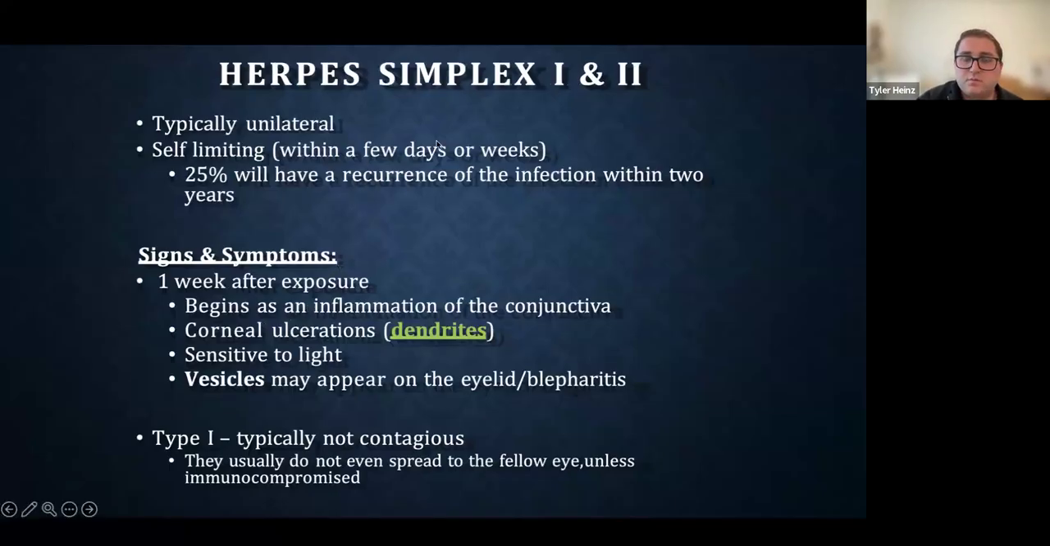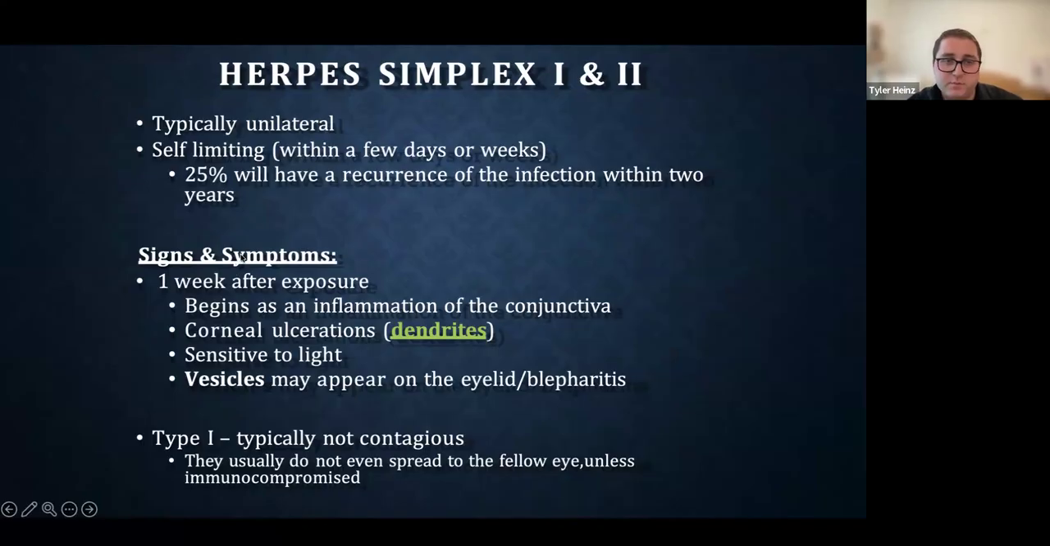So we have herpes simplex 1 and 2. Typically, these are unilateral, self-limiting. It'll go away on its own within a few days or weeks. 25% of them will have a recurrence of the infection within 2 years, though. So again, keeping in mind your patients as you get to know them, especially if you're in more the primary care setting, keep in mind what your patient's histories and normals are.